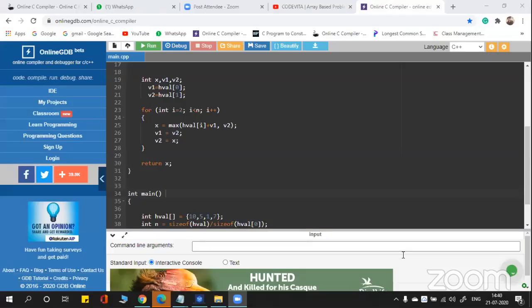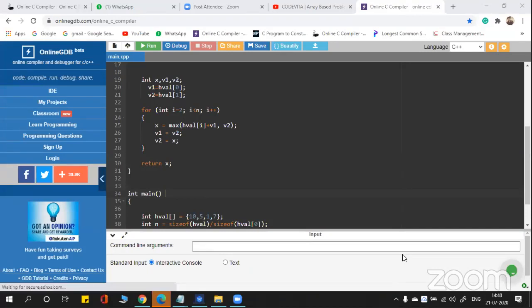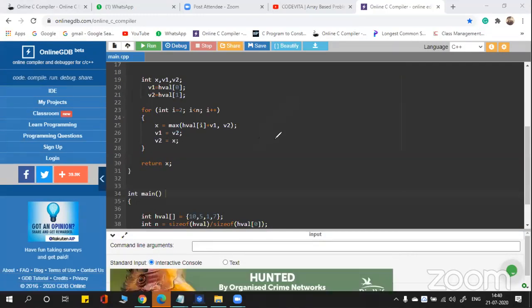So if you observe, if I take inputs 10, 5, 1, 7, that is four houses, what should be the maximum amount a person can steal? And there are some conditions. What are those conditions? That person cannot steal from adjacent houses.